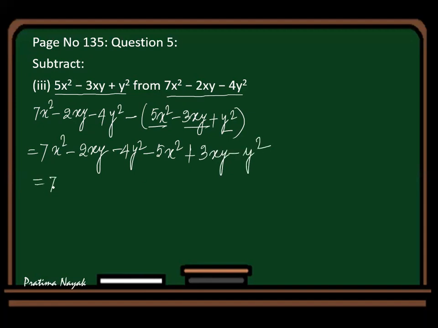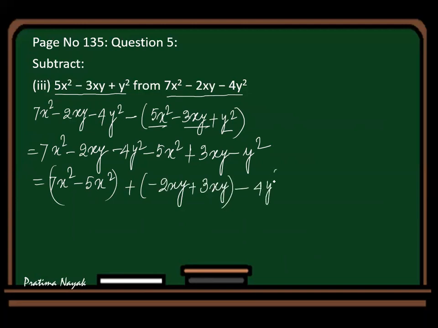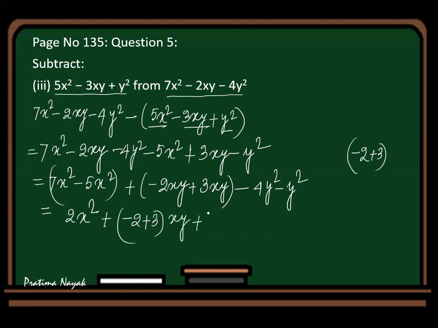Then group them: 7x square minus 5x square, minus 2xy plus 3xy, minus 4y square minus y square. If you have followed, you can write directly: 7 minus 5 gives you 2, so 2x square, and negative 2 plus positive 3 xy gives you plus xy. Then minus 4 minus 1, minus 5y square. So you are getting 2x square plus xy minus 5y square. So this is the answer of this question.